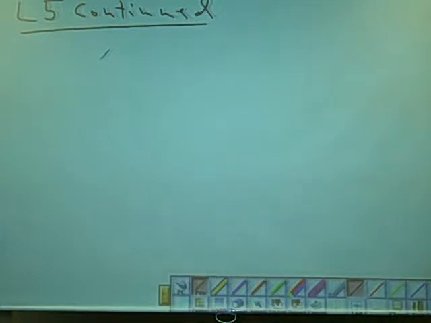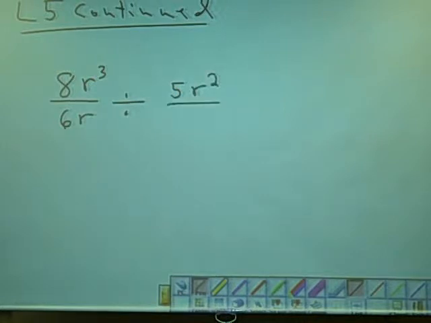And let's say that we have an expression such as 8r cubed over 6r divided by 5r squared over 9r cubed.